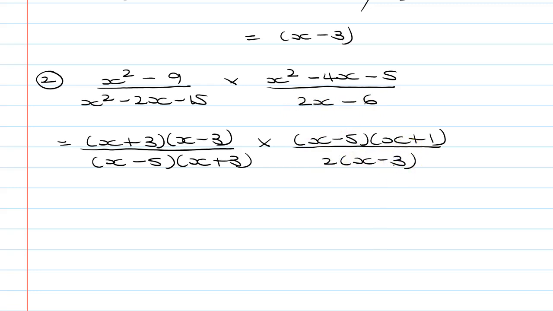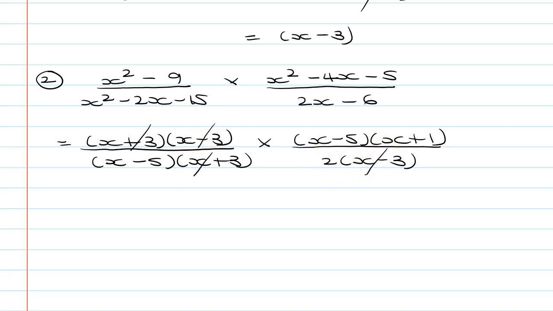All right, now we look at what we can cancel. It's all multiplied together, so we can just cancel one from the top, one from the bottom as we go. So have we got x plus 3? There we go, those two can cancel. We also have an x minus 3 on the top and an x minus 3 on the bottom, so that can cancel.